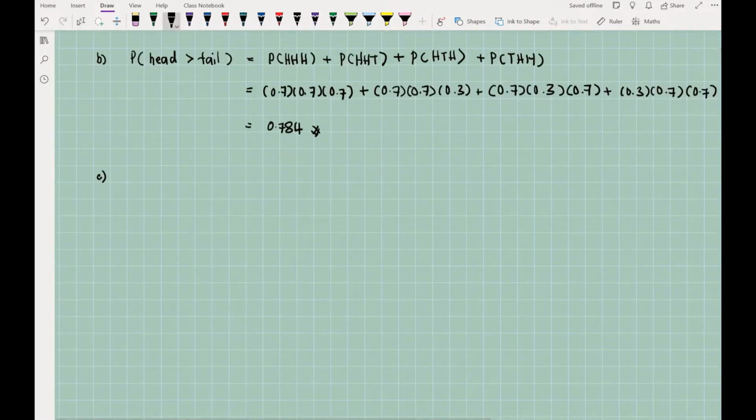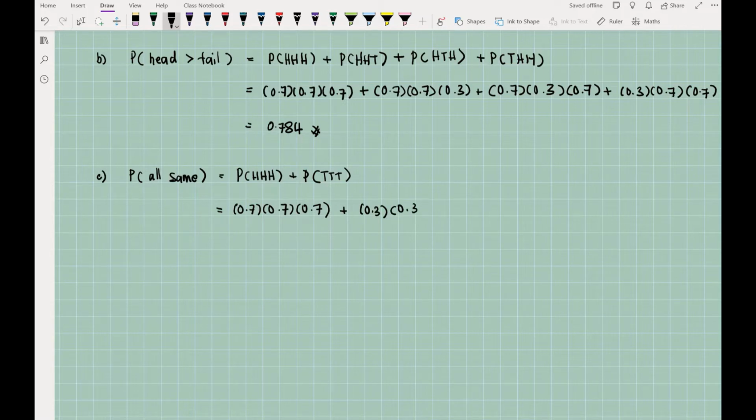So, this is actually probability that all same. Meaning what you get here adalah probability you get head, head, head, ditambahkan dengan probability you get tail, tail, tail. So, probability head, head, head. Bila kita kira, kita tahu this one will become 0.7, 0.7, 0.7 plus probability tail, tail, tail will be 0.3, 0.3 and 0.3. And your answer will be 0.37.